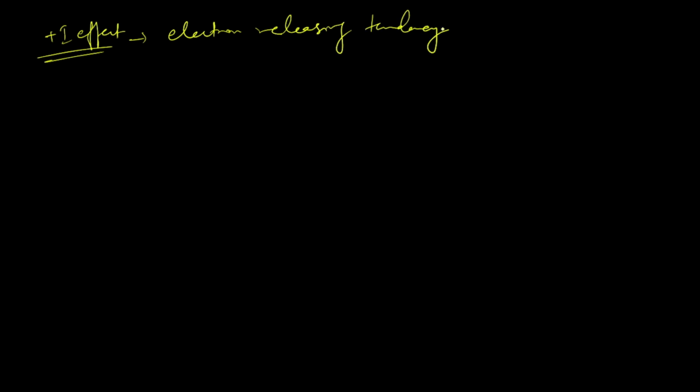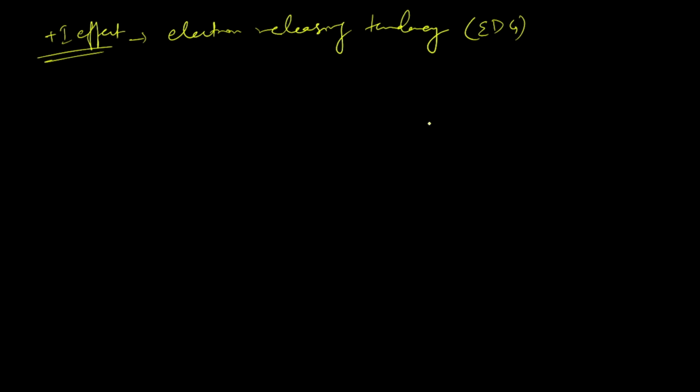So now, we can directly take the examples, or before that, if you want, we can write down what the plus I effect is. Plus I effect is electron releasing tendency, or electron donating group. We can write electron donating group or electron releasing tendency. This is the plus I effect.